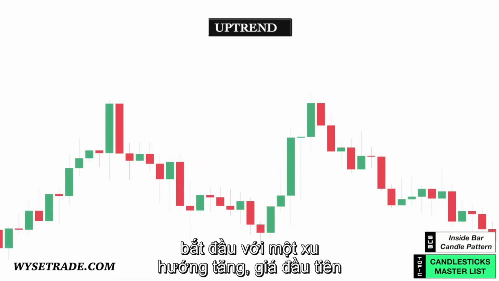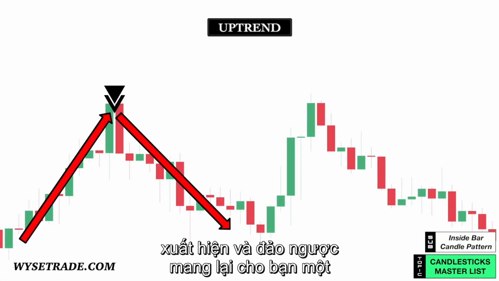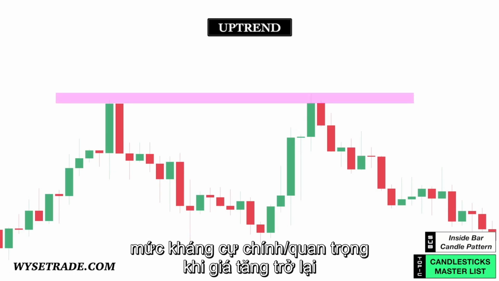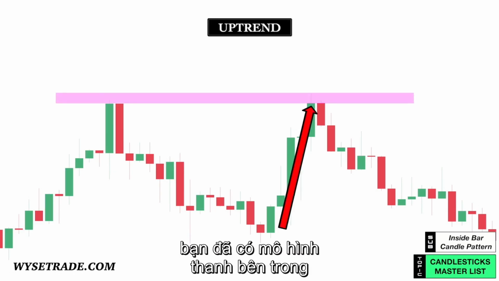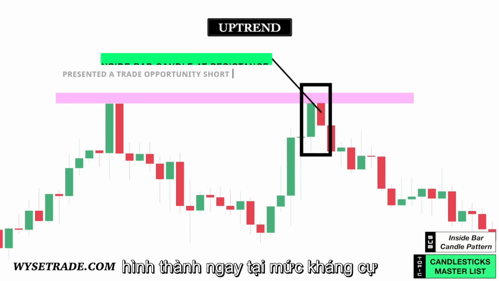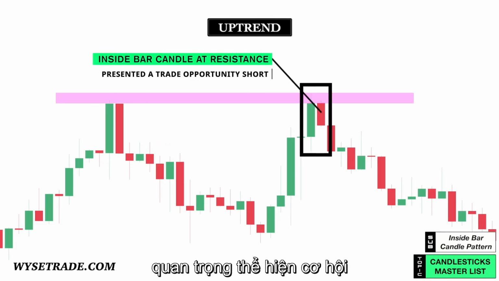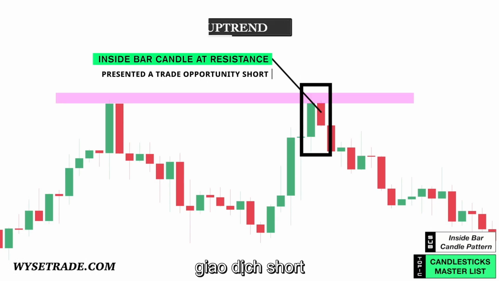Starting with an uptrend. First, price came up, hit and reversed, giving you a key level of resistance. As price came back up, you had the inside bar pattern form right at the key level of resistance, which presented a trade opportunity short.